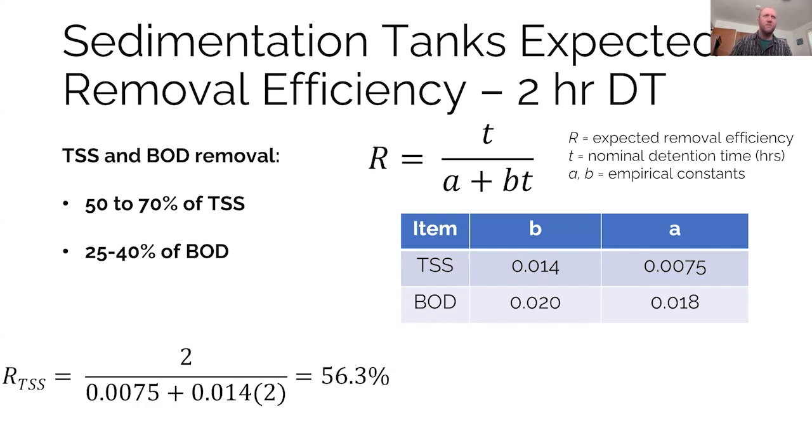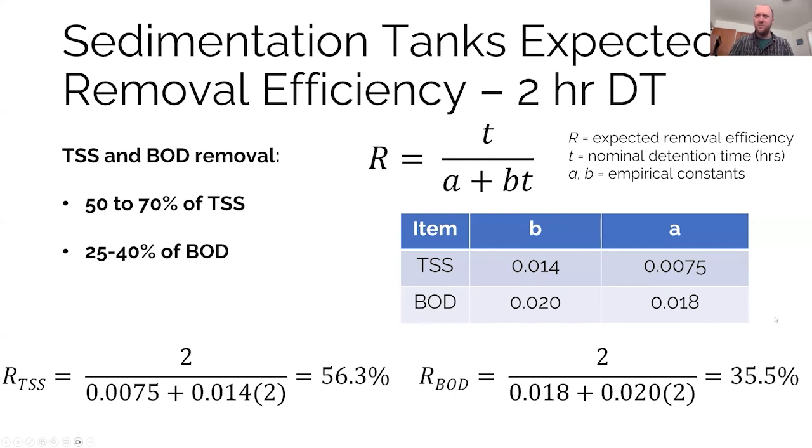So in this scenario, we can plug in those numbers, and we end up with our expectation of 56.3% removal of total suspended solids. And then for BOD, we're going to expect 35.5% removal.